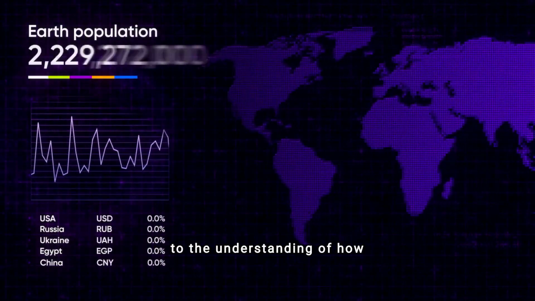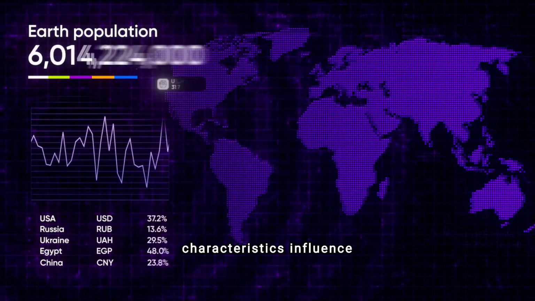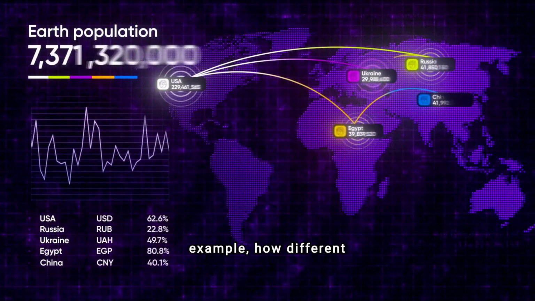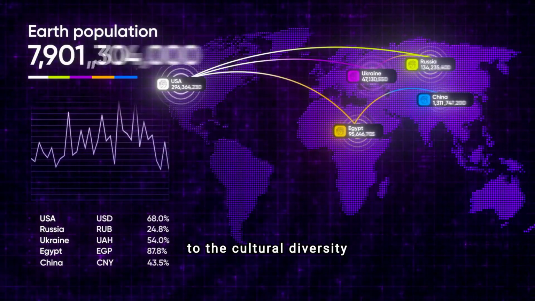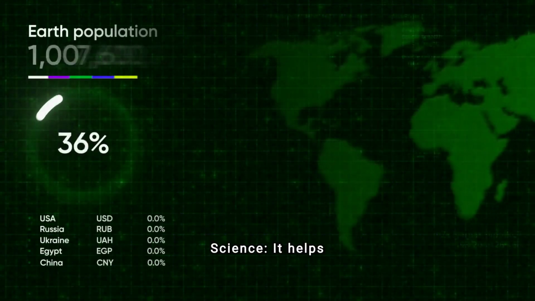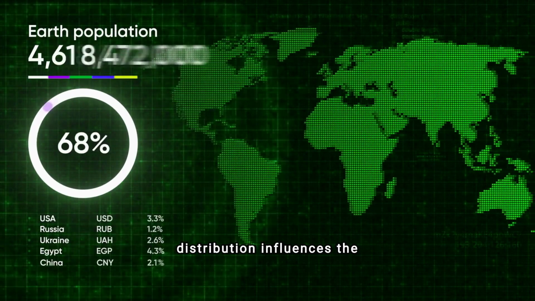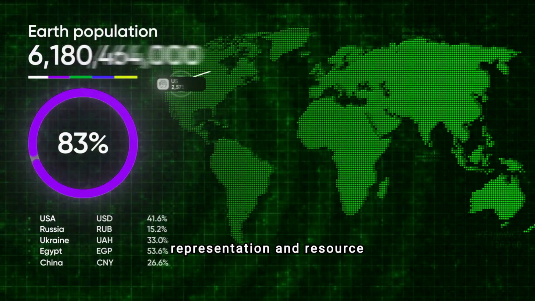Demography contributes to the understanding of how populations and their characteristics influence urban culture. It studies, for example, how different age, ethnic or economic groups contribute to the cultural diversity of a city. In political science, it helps understand how demographic distribution influences the dynamics of power, such as political representation and resource distribution.